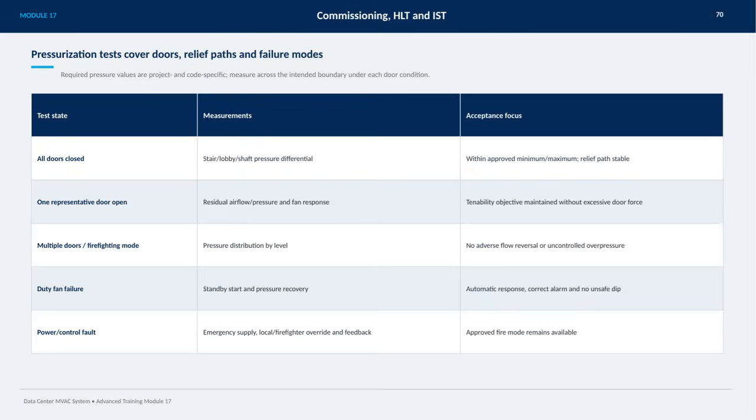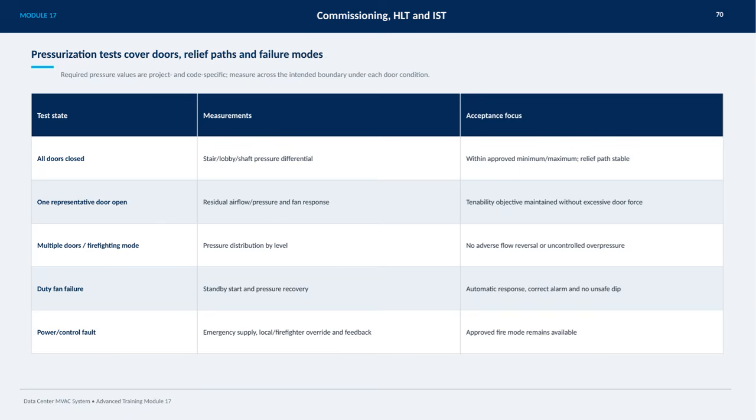On this slide, we focus on pressurization tests, which are crucial for ensuring safety and proper function in data center MVAC systems. Pressurization tests cover doors, relief paths, and potential failure modes, with required pressure values that vary depending on the project and relevant codes. We always measure pressure across the intended boundary in different door conditions. Starting with all doors closed, we check that stair, lobby, and shaft pressure differentials are within approved minimum and maximum limits, making sure relief paths remain stable.